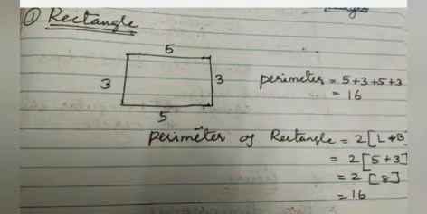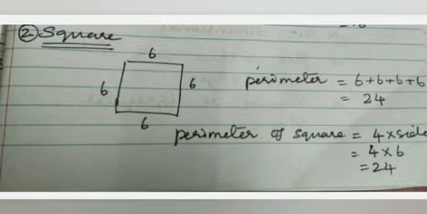We can apply a formula. Perimeter of a rectangle is 2 into length plus breadth. So you will get 2 into 5 plus 3. So 2 into 8 is 16. Next, we'll go for a square. Square has all the sides equal. In this figure, we have the side value as 6. So perimeter equals 6 plus 6 plus 6 plus 6. So 24. Since it has a regular shape, we can go for a formula. Perimeter of a square equals 4 into side. So we will get the same value.